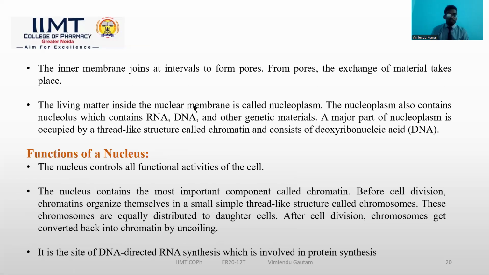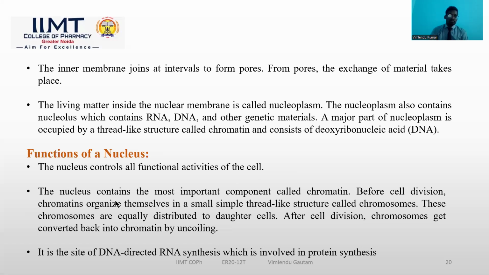The living matter inside the nuclear membrane is called the nucleoplasm. The nucleoplasm also contains the nucleolus, which contains RNA, DNA, and other genetic material. The major part of the nucleoplasm is occupied by a thread-like structure called chromatin, which consists of deoxyribonucleic acid. Functions of nucleus. The nucleus controls all functional activities of the cell.